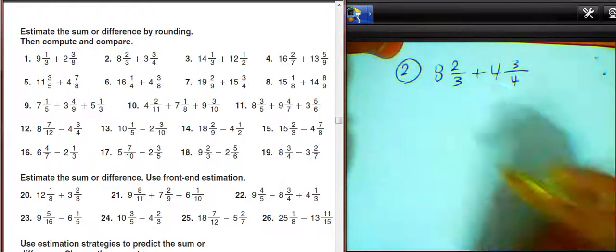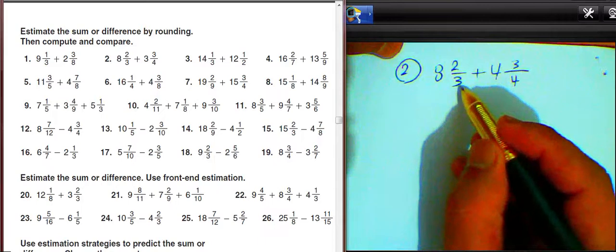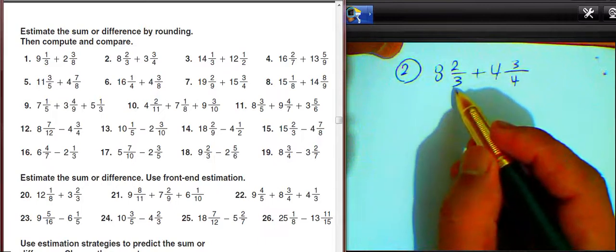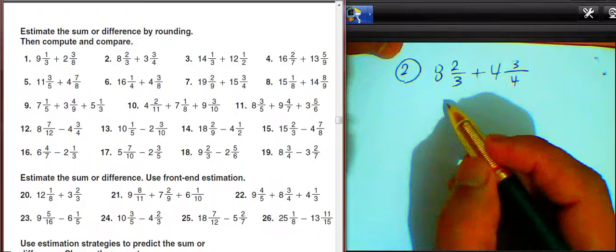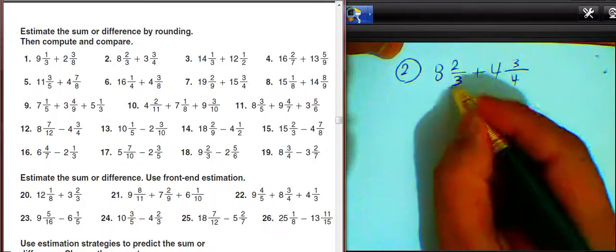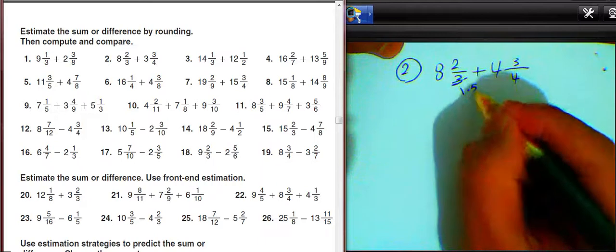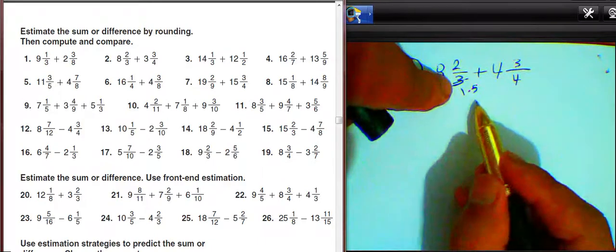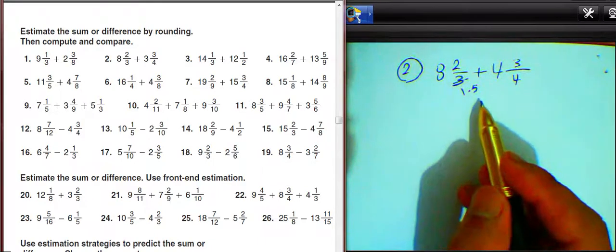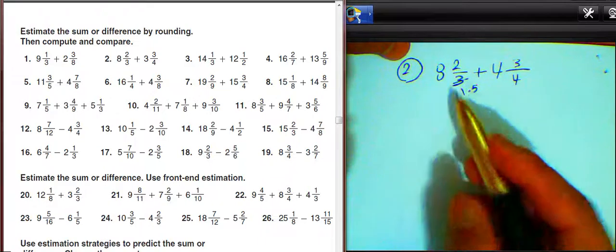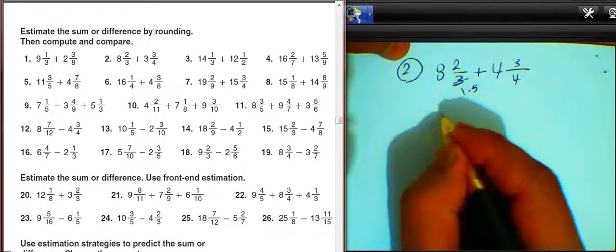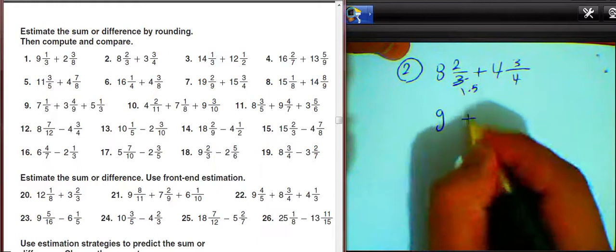We check whether 2 over 3 is more than half or not. The half of 3 is 1.5. 2 is more than 1.5. So we can give 1 to 8. The result will be 9.